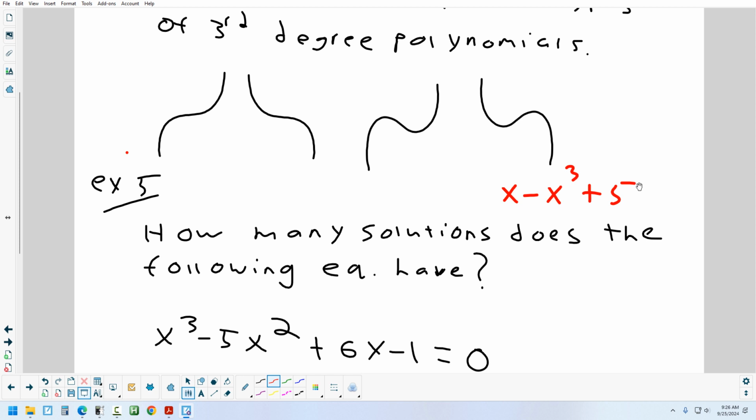But usually when I write it, I'll always put the x cubed first, and then if there's an x squared, it would go next, and then an x, and then the number without the x.